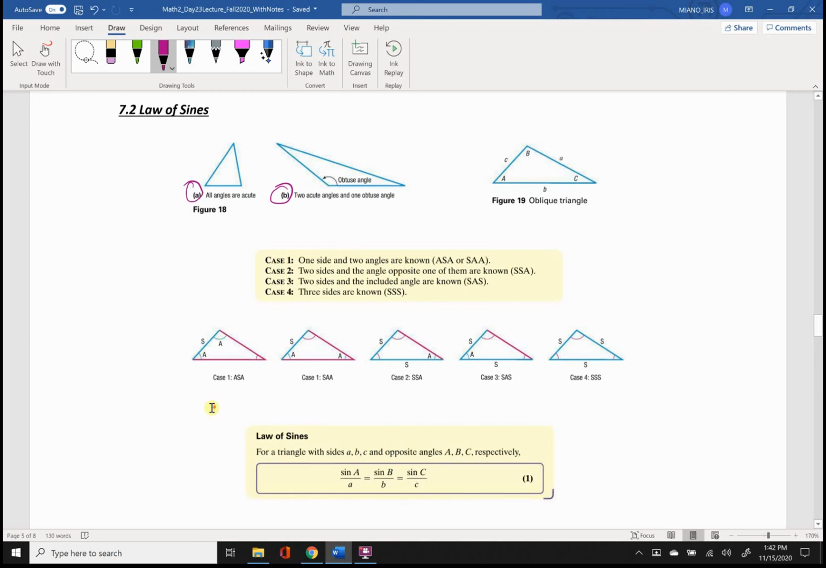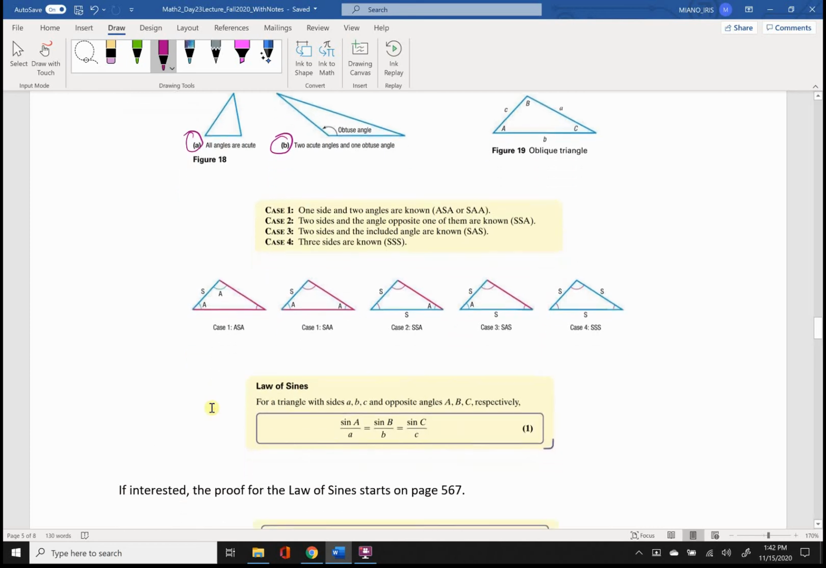Okay, so for law of sines, which is basically a series of ratios of the sine of an angle and its corresponding opposite side length, we're going to be entertaining cases 1 and 2. Cases 3 and 4 are associated with law of cosines, which will be discussed next time.